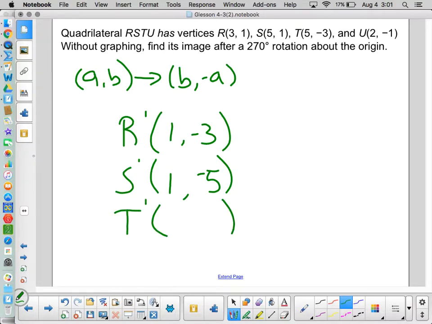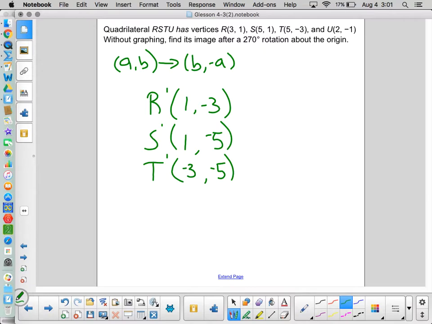T prime went from (5, negative 3) to (negative 3, 5), but we have to change the sign on the second one, so (negative 3, negative 5). And U prime went from (2, negative 1) to (negative 1, 2), change the sign on the second one, (negative 1, negative 2).